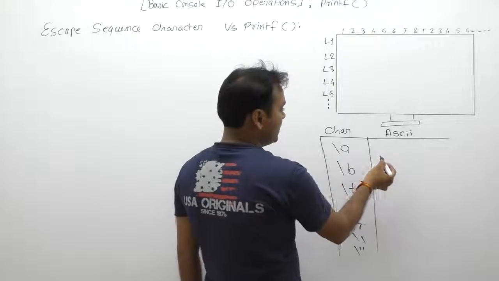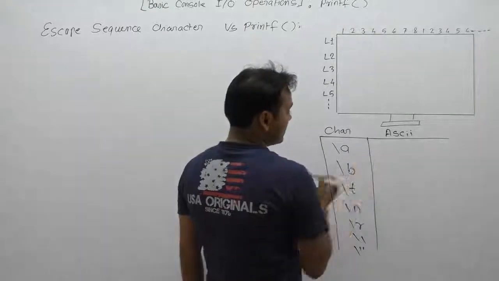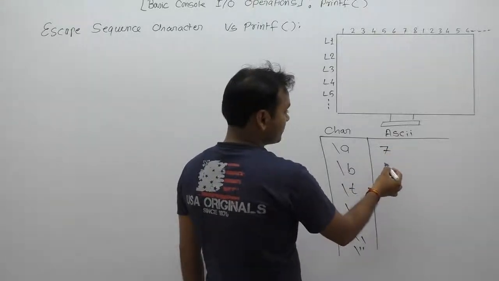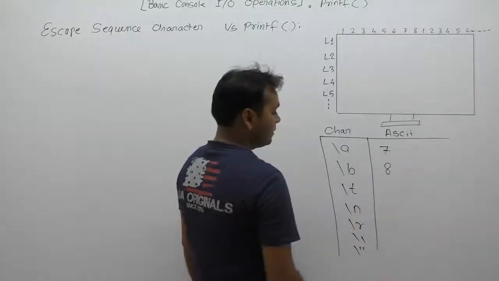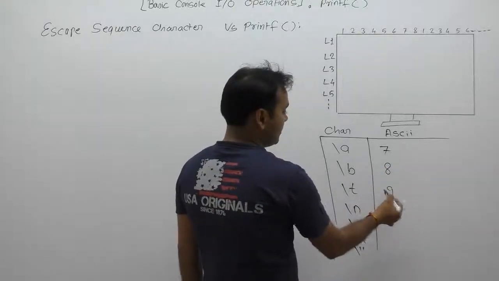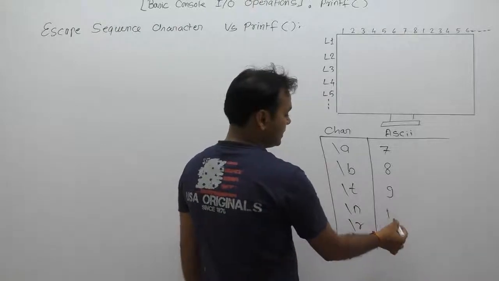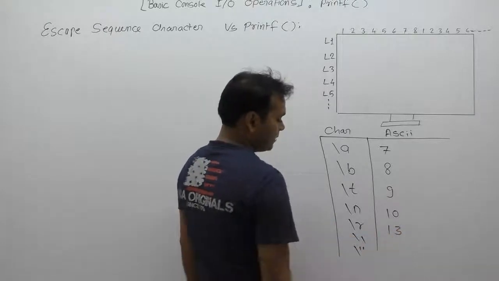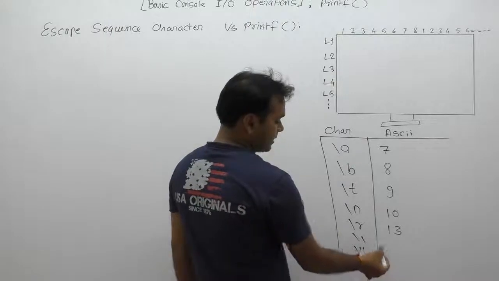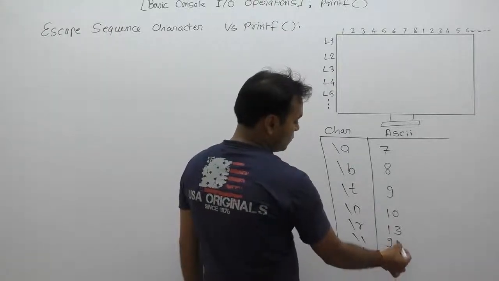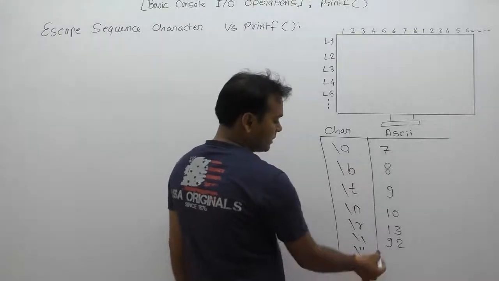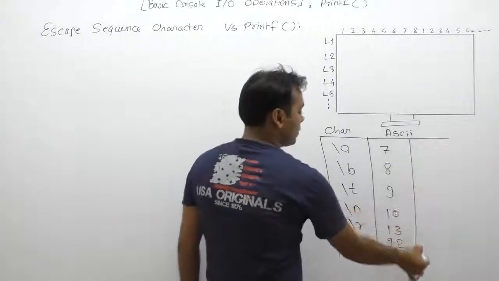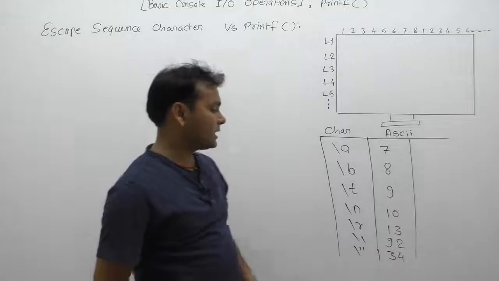ASCII value of \a is 7, ASCII value of \b is 8, ASCII value of \t is 9, ASCII value of \n is 10, ASCII value of \r is 13, ASCII value of \\ is 92, ASCII value of \" is 34. What is the working of the different escape sequence characters?